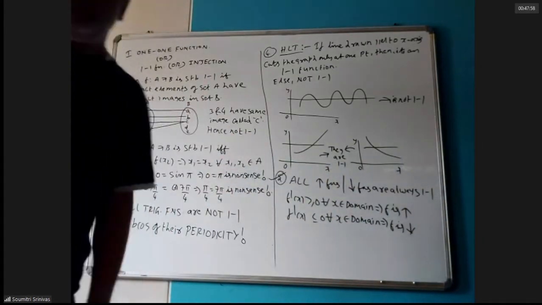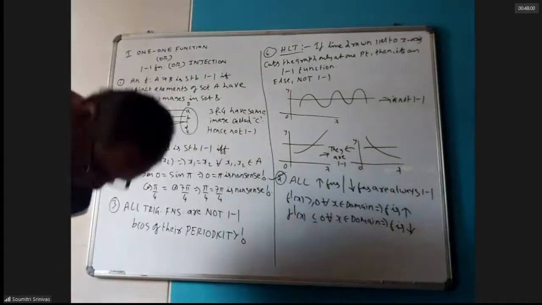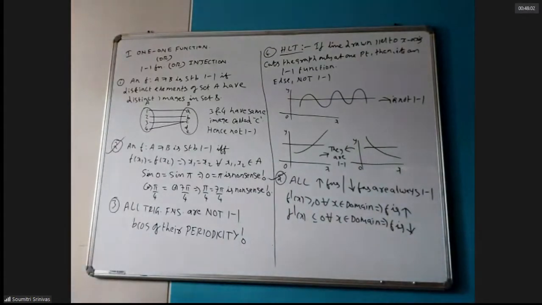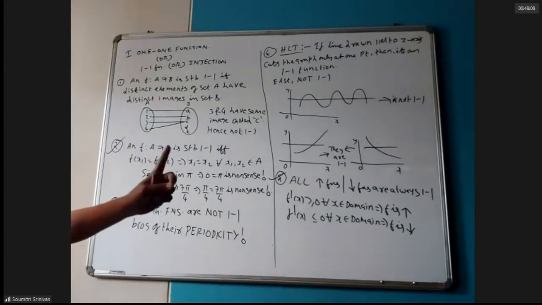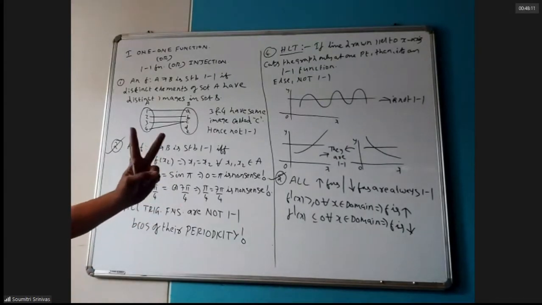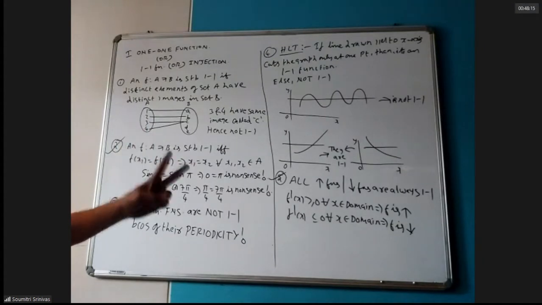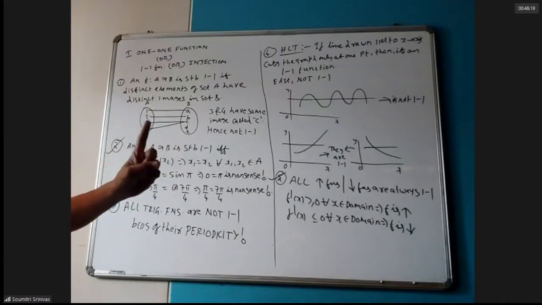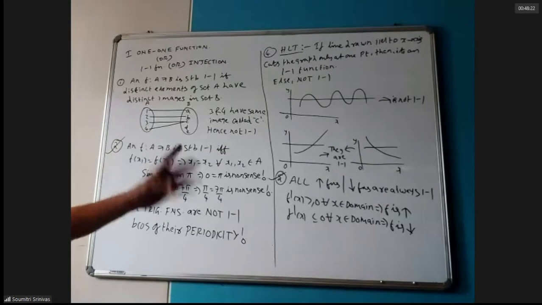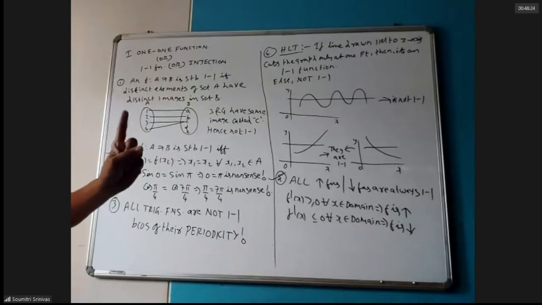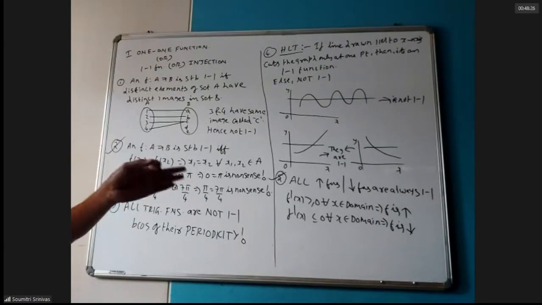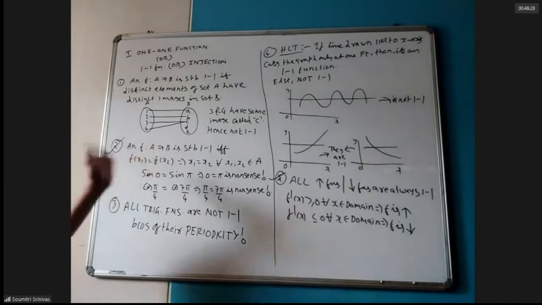Come on, write this. There are two types we are reading. Roman 1, 1-1 function. Next comes onto function. Examiner's favorite question in any exam: he will give you a function and ask you to test for 1-1 and onto. Examiner's favorite question.